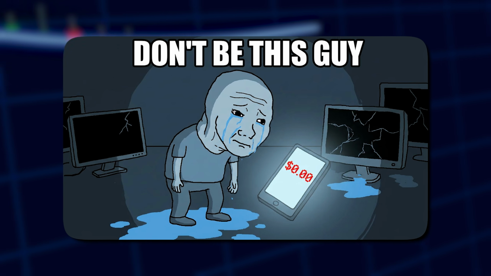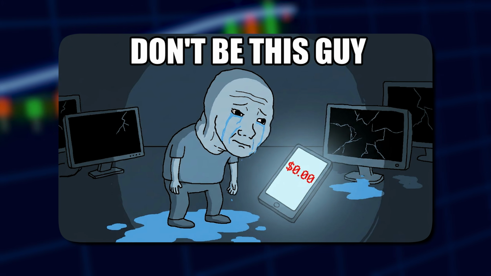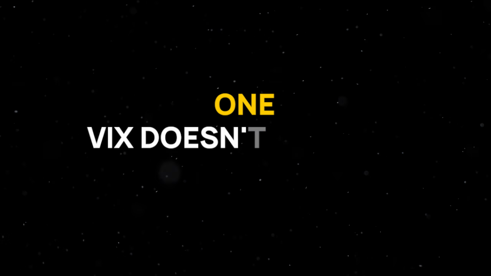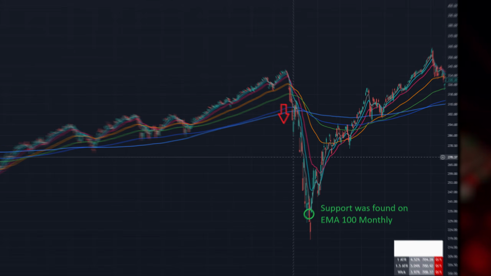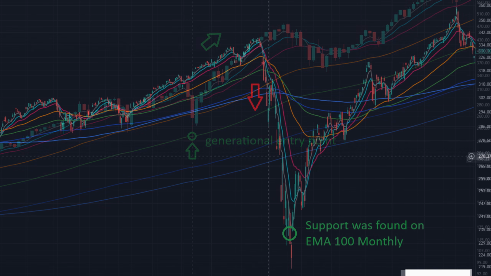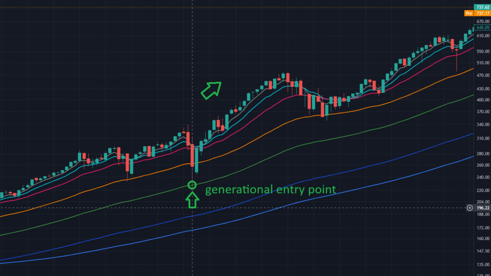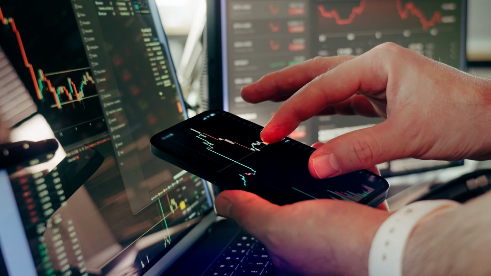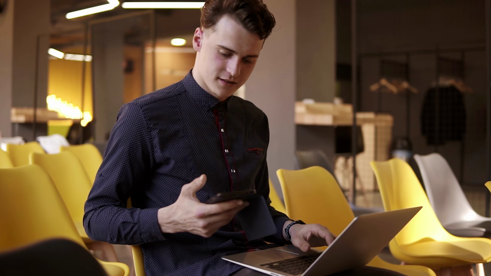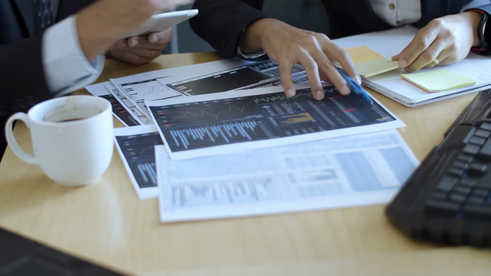Two things before you run off and put your life savings into S&P 500 calls. 1. VIX doesn't tell you how deep the drop will go. In March 2020, the 200 EMA daily got sliced through. The real bottom was on the 100 EMA monthly. Always have a plan for the next level down. For example, your stop loss should be 1 or 1.5 ATR below the EMA which you're trading.